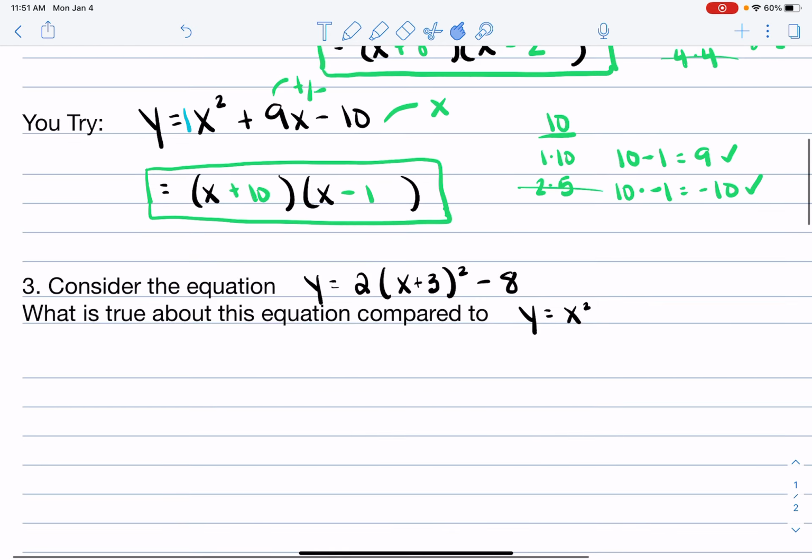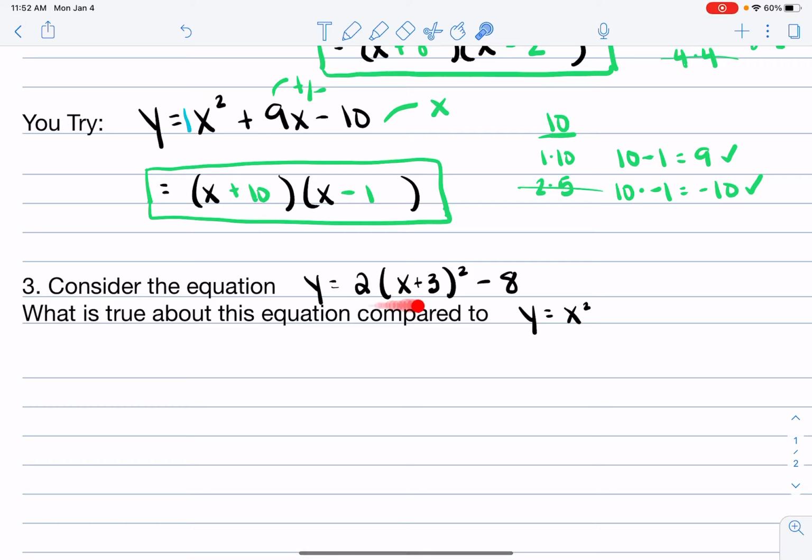All right. So now, it says consider the equation y equals 2 times (x plus 3) squared minus 8. And what is true about the equation compared to y equals x squared? So on the test, it gave you a bunch of things to check off describing the graph. So we'll talk about those a little bit.